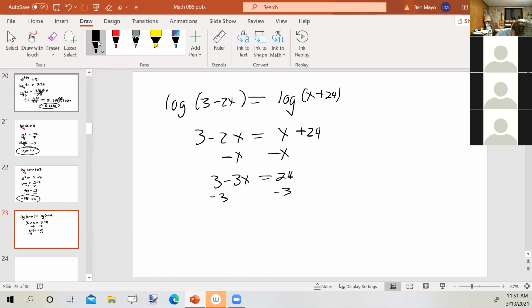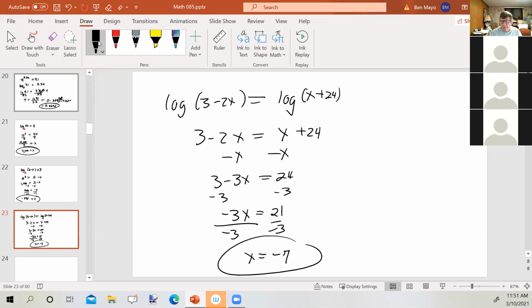So this would be -3x = 21. Divide by -3: x = -7. Okay. Now, let's take a look at some application problems. But before we do, we need to talk about the idea of half-life.